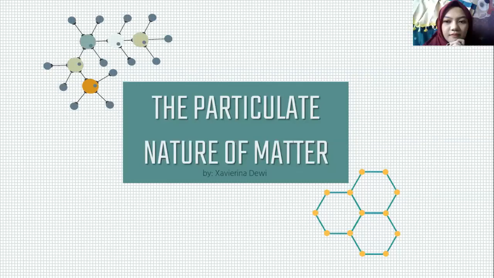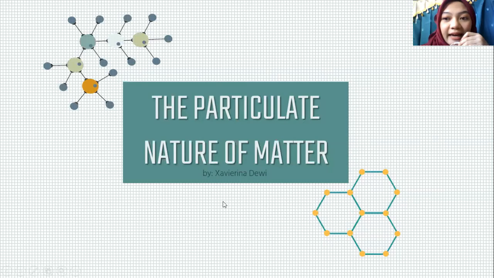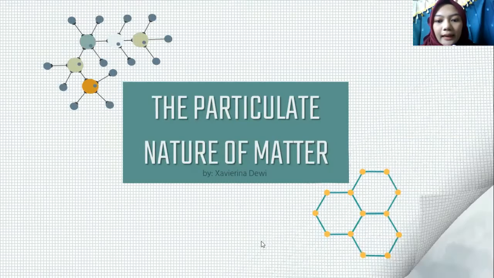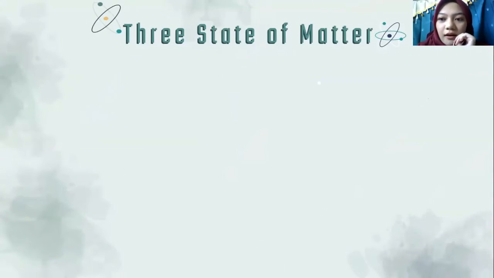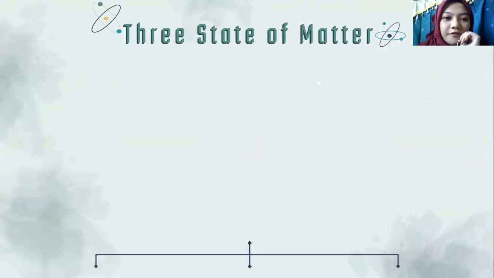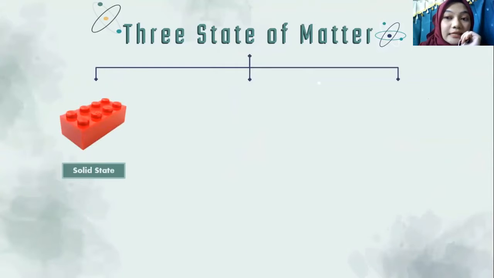Okay, if you don't know, I will show you this. So this is the slide. Our chapter, as I said before, is the particulate nature of matter. And there are three states of matter, and the first is solid state. The example is Lego block.